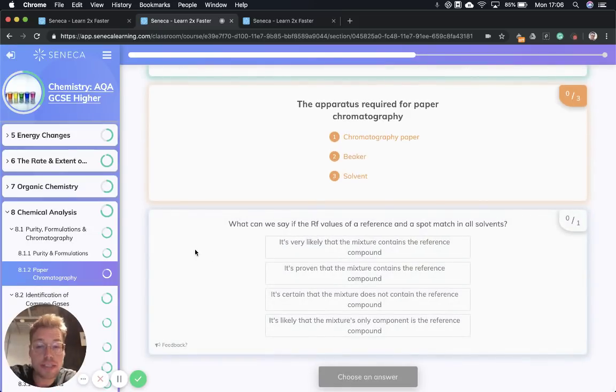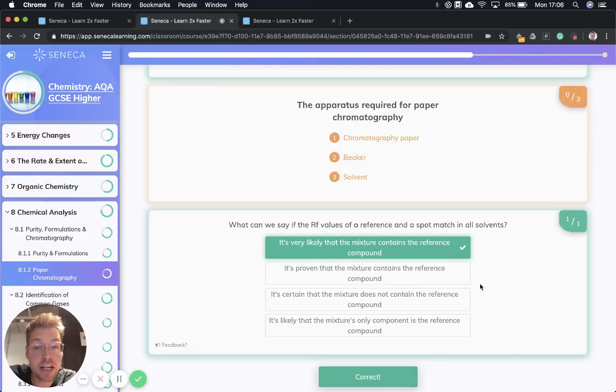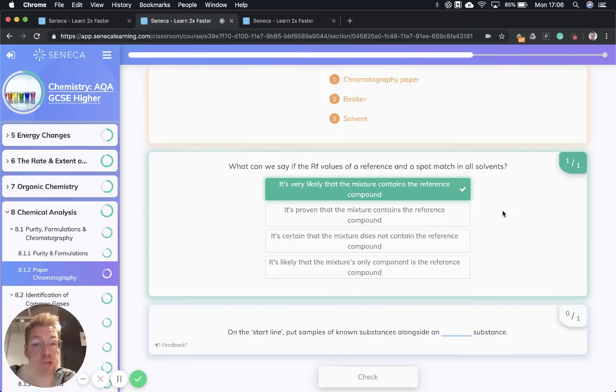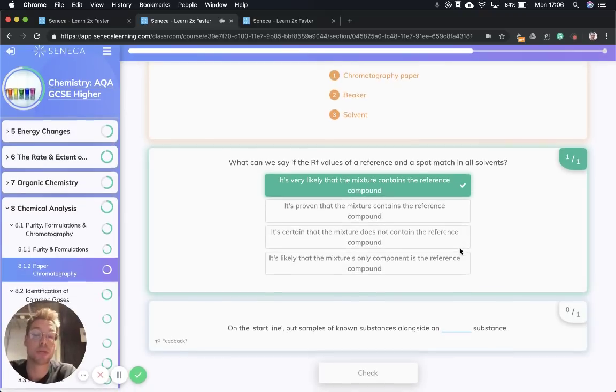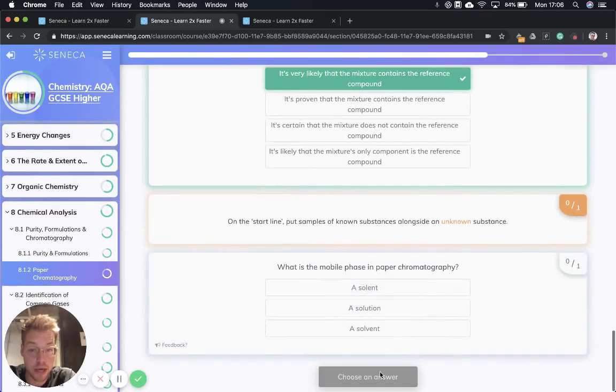So what can we say if the RF values of a reference substance and a spot match in all solvents? Okay, we can say that it's very likely the mixture contains the reference compound. We can't be certain. We can't use the word prove. So if the RF value of one of our reference substances and the RF value of our unknown are the same, we can say it's very likely that the mixture contains the reference compound, but we can't say it for certain.